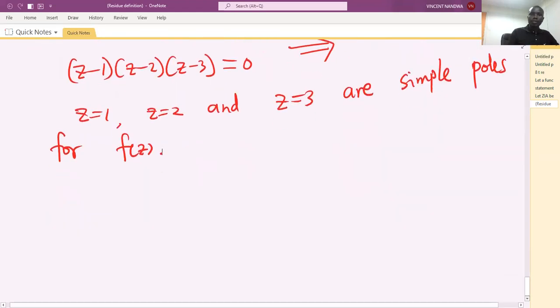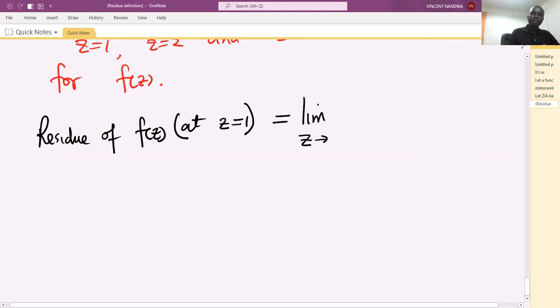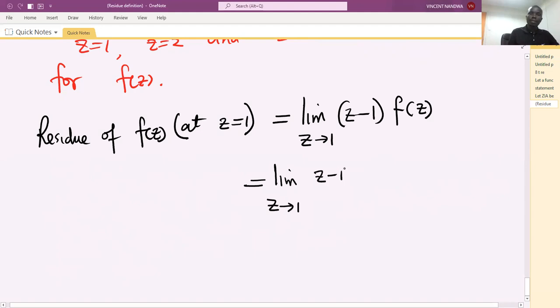So residue at z equals to 1 is given by limit as z approaches 1 of z minus 1 times the function f of z. This is by definition. So this will give us limit as z approaches 1, z minus 1, you multiply by f of z, which is given by z squared divided by z minus 1, z minus 2, z minus 3.